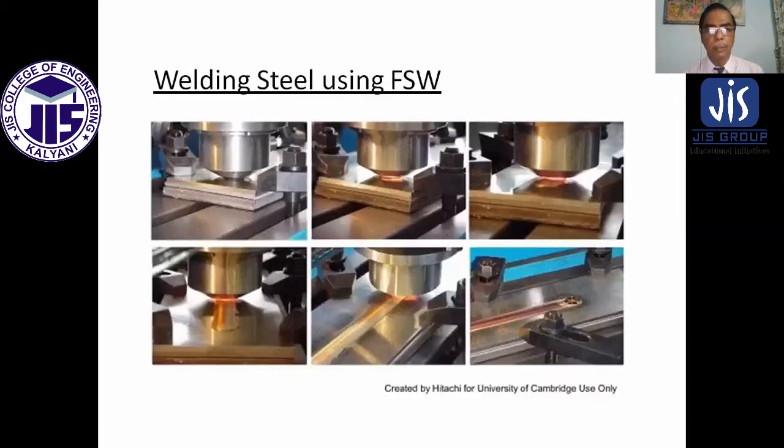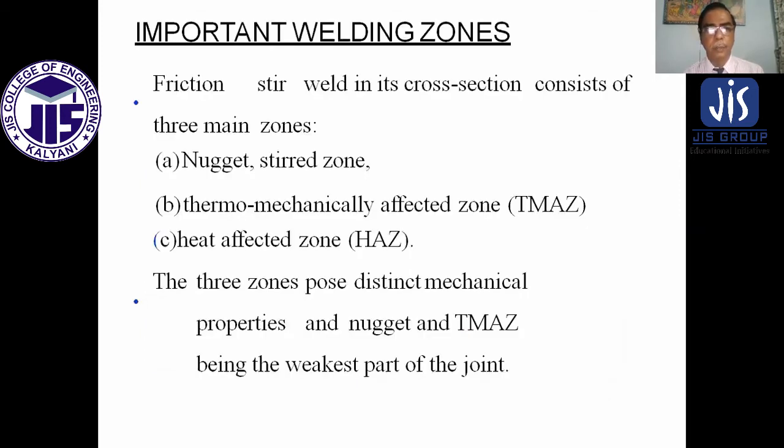Welding steel using friction stir welding. This is a rotating tool with a probe, and the welding is carried out by the probe. After the welding is done, the finishing of the weld portion by friction stir welding is very good, with less effect of the heat affected zone.